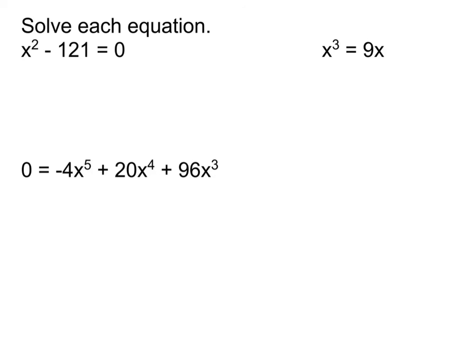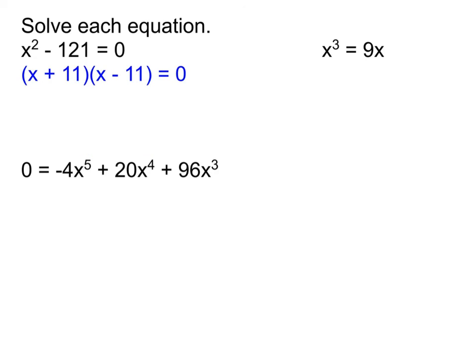So for the first one, there's a couple different ways that people have done it. One way that I've seen is we add 121 to both sides, so we end up with x squared equals 121. Then we take the square root of both sides, and so you end up with x equals plus or minus the square root of 121. And the square root of 121 is 11, so that would equal plus or minus 11. That is one way you could have solved that first one.